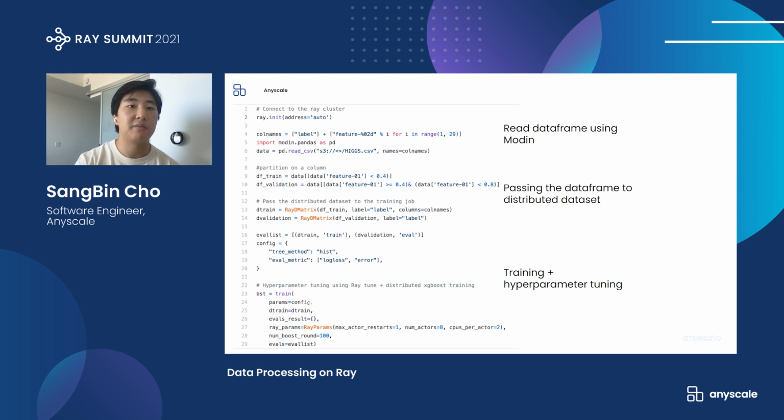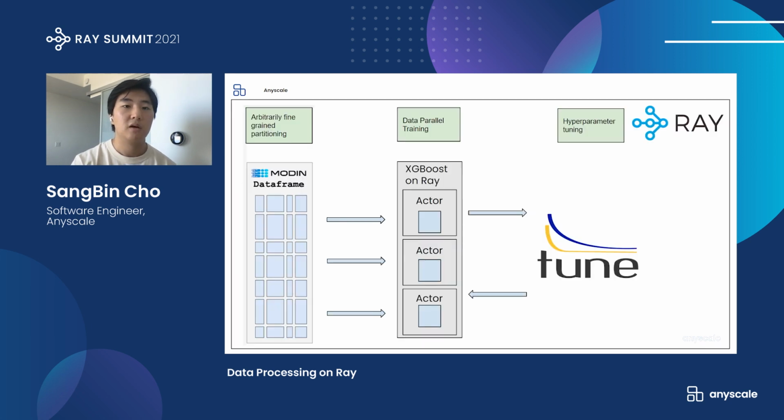And you pass this data frame into the data loading abstraction for XGBoost on Ray, which is RayDMatrix. And as you can see from here, you're basically running the training. This XGBoost on Ray runs the training job and at the same time runs the hyperparameter tuning to find the best hyperparameters for this machine learning model. This is a diagram that explains what's happening under the hood. As I mentioned, when you use Modin with CSV, it's doing arbitrarily fine-grained partitioning. And this data is passed into XGBoost on Ray, and each actor works as a trainer, and they train the model while communicating with RayTune.